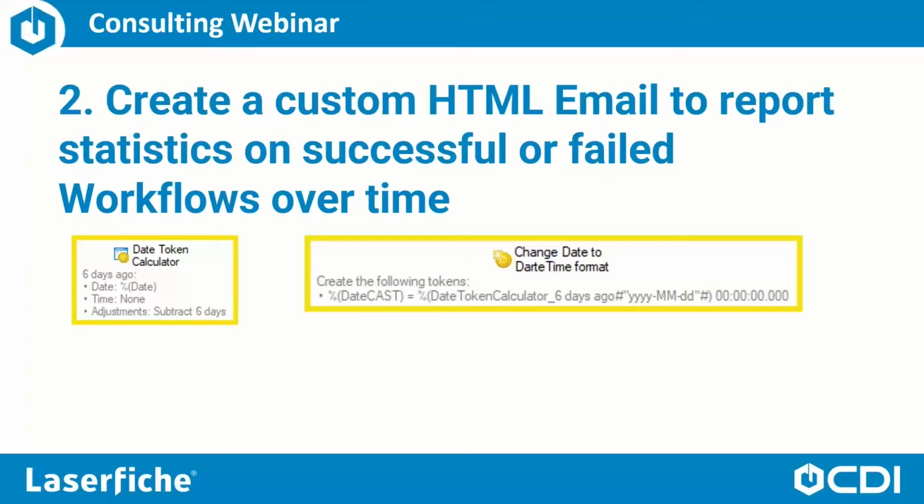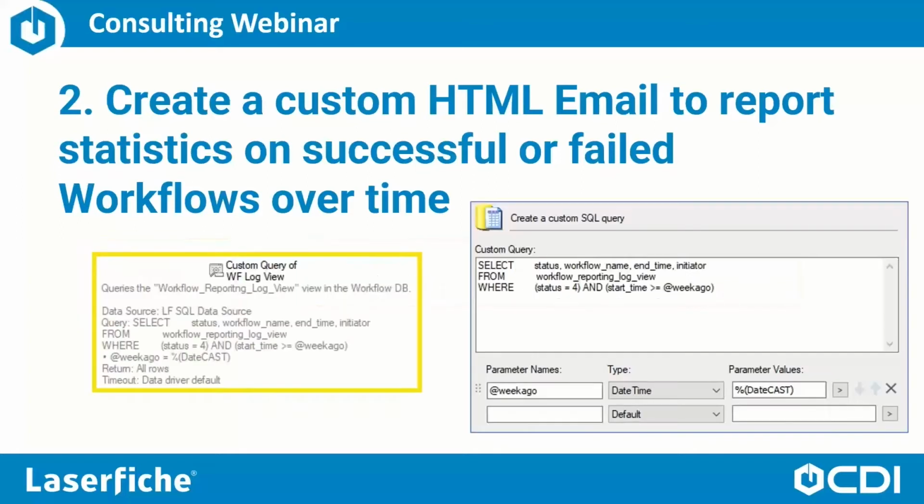We're going to use the date token calculator activity. We'll also use a set token activity here that allows us to modify a value from a previous activity. So in fact, in the workflow, we'll take the date that's calculated from the date token calculator and modify it using the next activity, the token modification capability that's built into workflow.